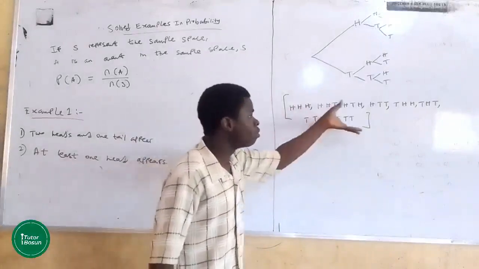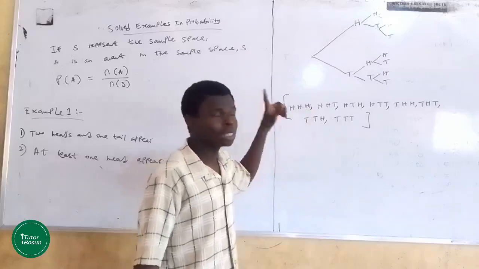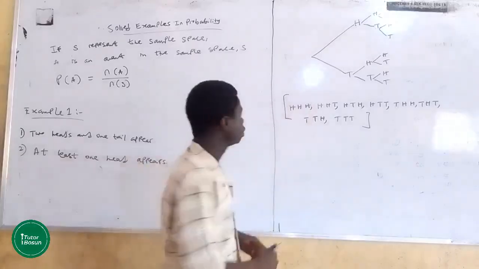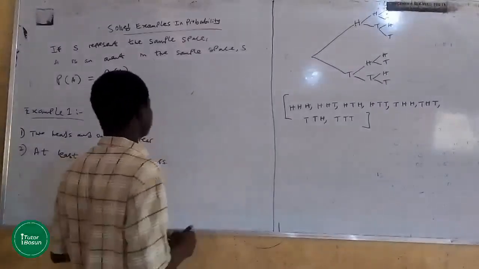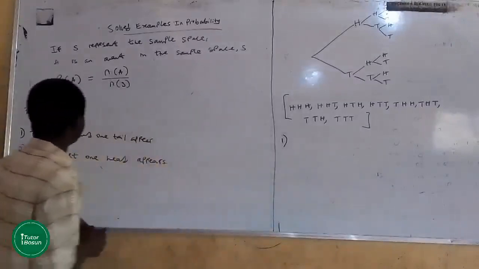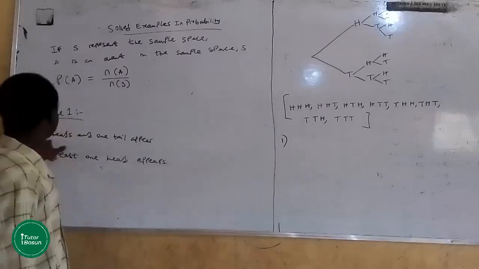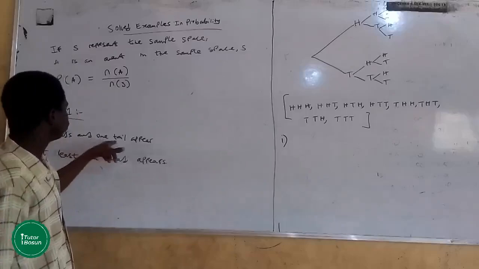So the number of elements in the sample space must not be less than or greater than 8. Since we have been able to generate our sample space, we can now solve the problem. The first says we should find the probability that we are having 2 heads and 1 tail.